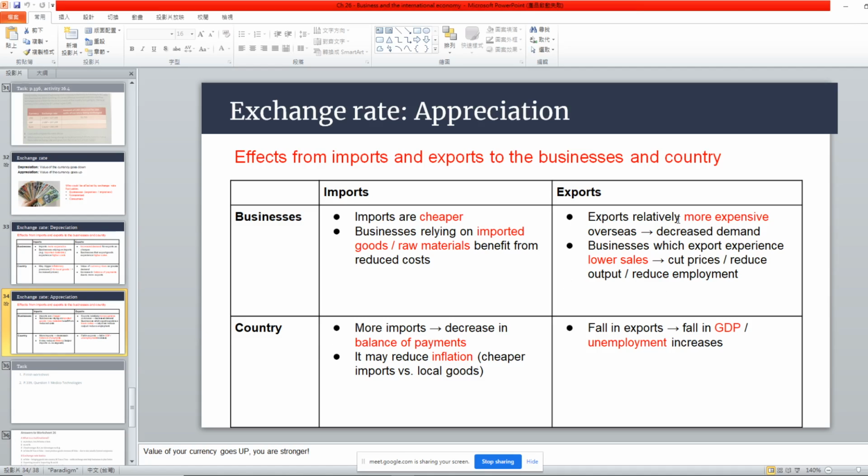And when you talk about exports, it's just the opposite once again. Because now your currency is so strong, it's very difficult for you to export your goods. Because when you do that, people from overseas would think, wow, now it's so expensive to buy the imports from our country. So they are not going to buy it. So there's less demand for the exports. So for the businesses there will be low sales because of that.